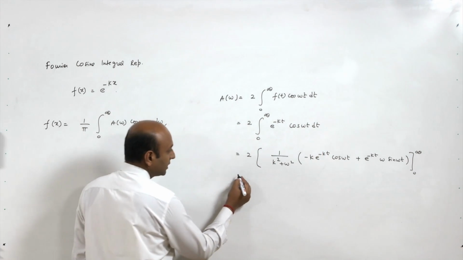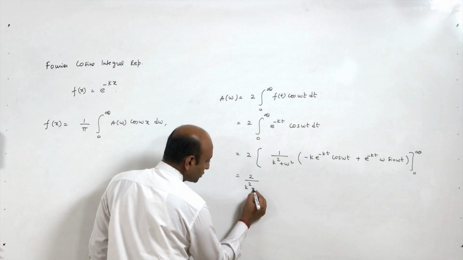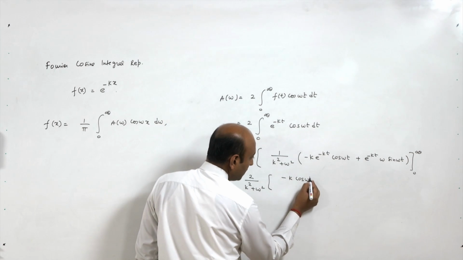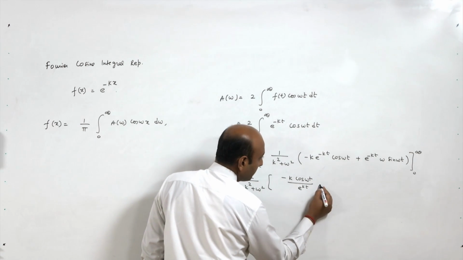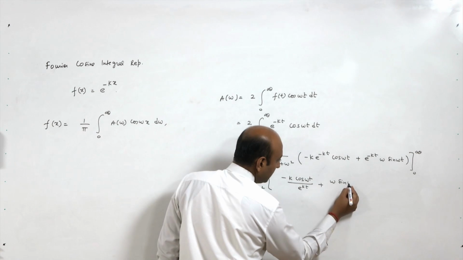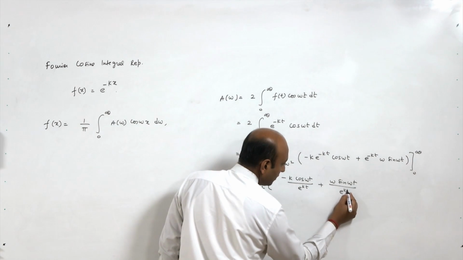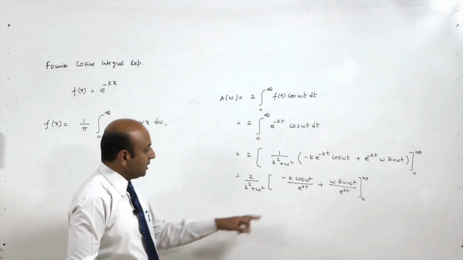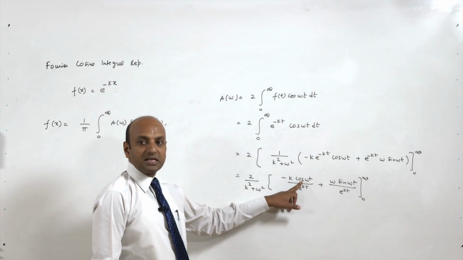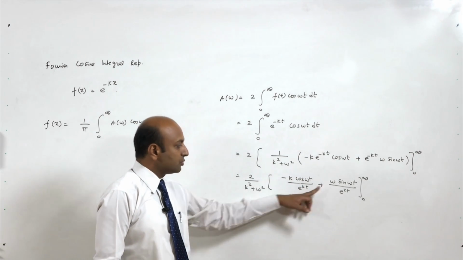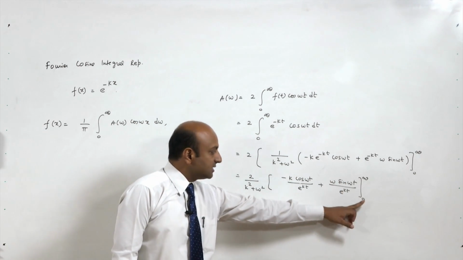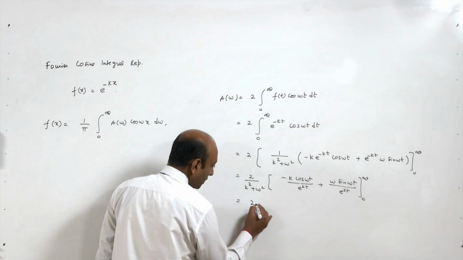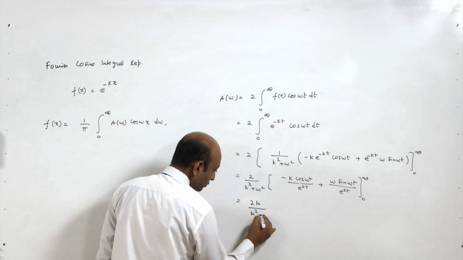Now it is nothing but 2 upon (k^2 + omega^2) times [-k cos(omega t) upon e^(kt) + omega sin(omega t) upon e^(kt)] from 0 to infinity. Now when t tends to infinity, cos and sin have values lying between minus 1 and plus 1, divided by infinity, so this tends to 0. This is also tending to 0, and when t is 0, it is 1 and 0. So this value is nothing but 2k upon (k^2 + omega^2).